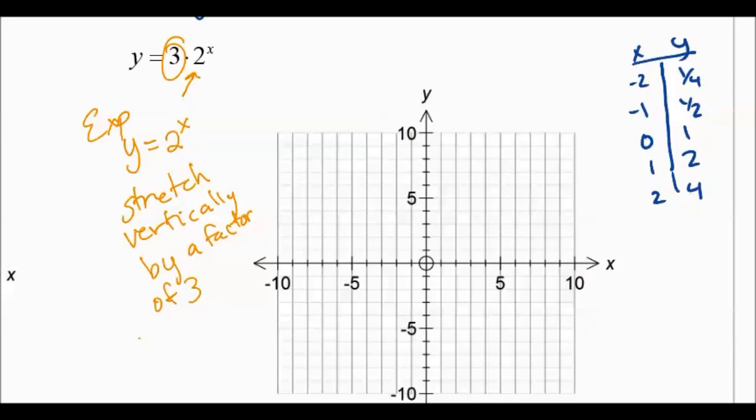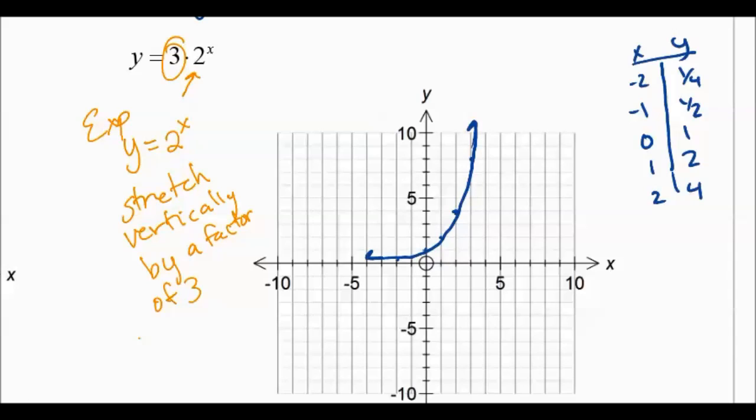So to the -2, it's 1/4. To the -1, it's 1/2. To the 0, it's 1. To the 1, it's 2. And to the 2, it's 4. And if we want to even include another point, then we can include 2 to the third power, which would be 8. Okay, so we get a function that looks like this.